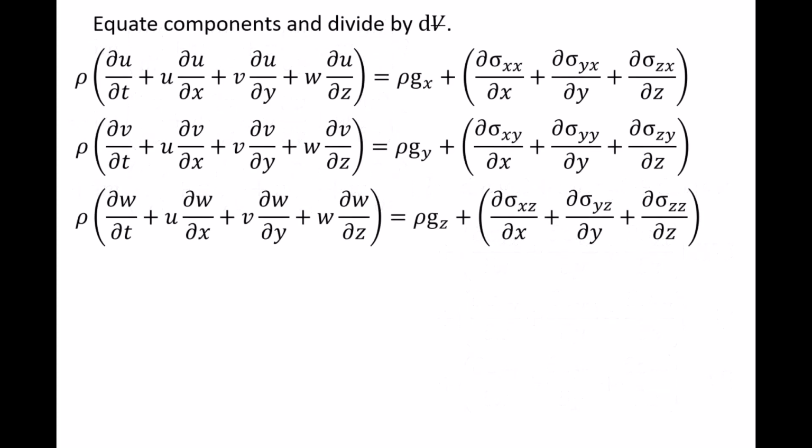Next, we equate the components in the x direction, y direction, and z direction and divide by the volume dv. The terms that have an i hat on the left side of the equation are set equal to the terms that have an i hat on the right side of the equation. The terms that have a j hat on the left side of the equation are set equal to the terms that have a j hat on the right side of the equation. And the terms that have a k hat on the left side of the equation are set equal to the terms that have a k hat on the right side of the equation. The density rho appears since we divided the mass dm by the volume dv.